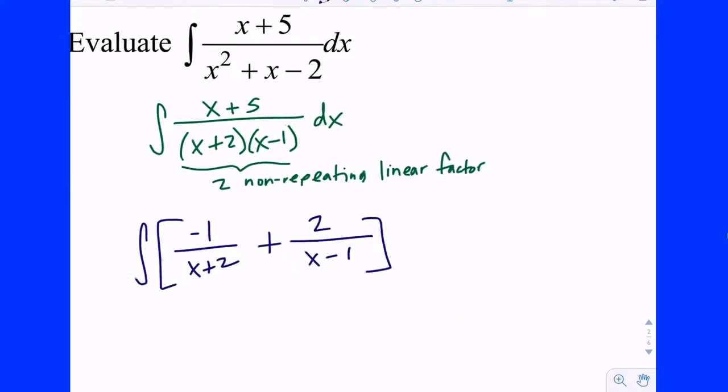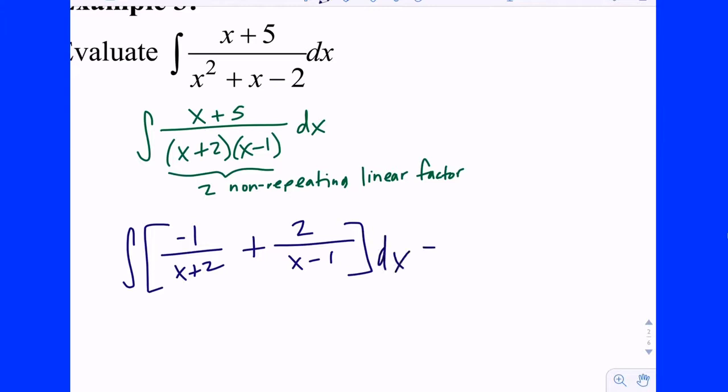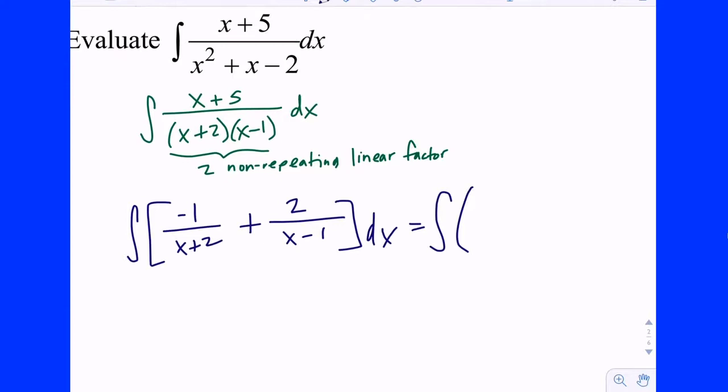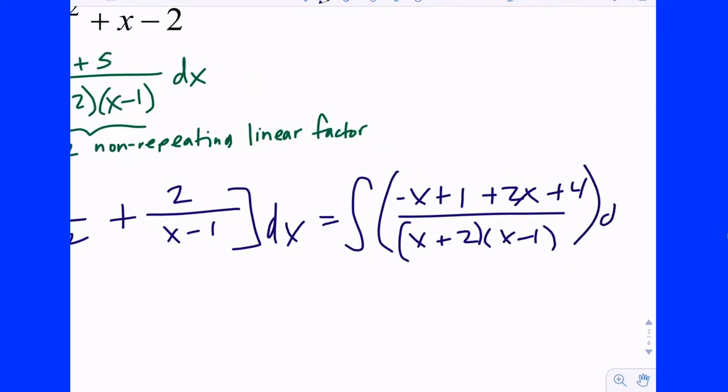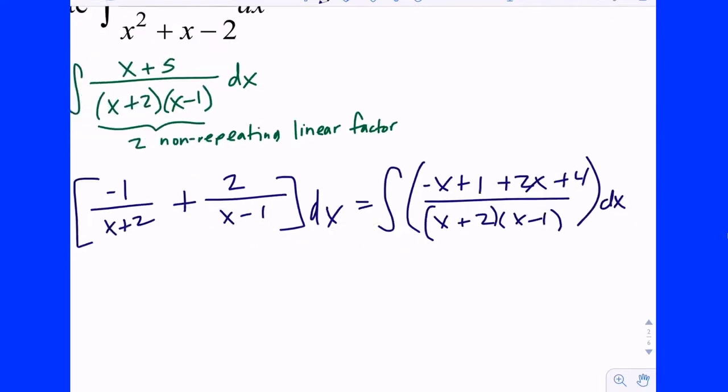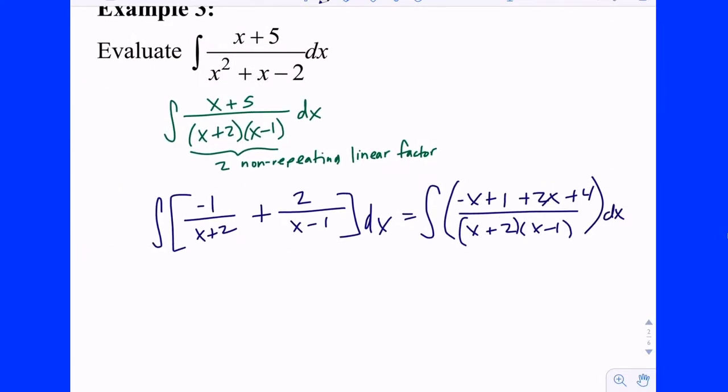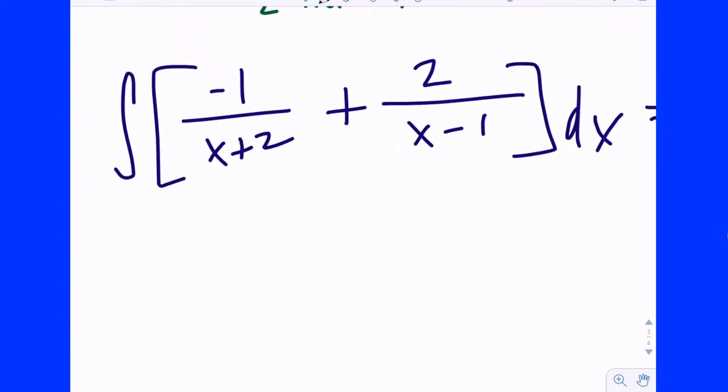And that's it. If you want to check very quickly off to the side, because you don't believe it works, do your crisscross applesauce method, which is a quicker way to do it. Negative 1 times x minus 1 gives you negative x plus 1, plus, multiply the other way, you get 2x plus 4, all over their product, x plus 2 times x minus 1. And what do you get in the top? You get an x plus 5, which is, yeah, it works.